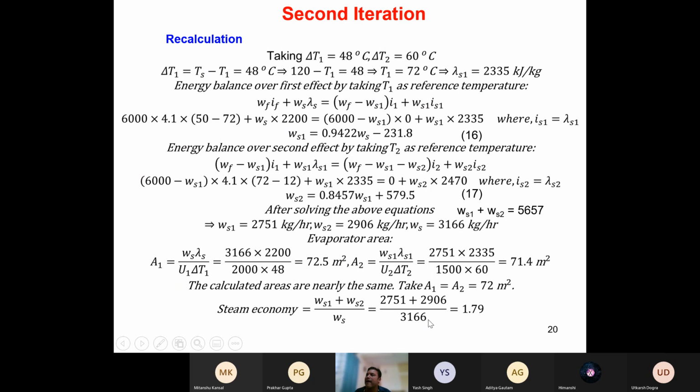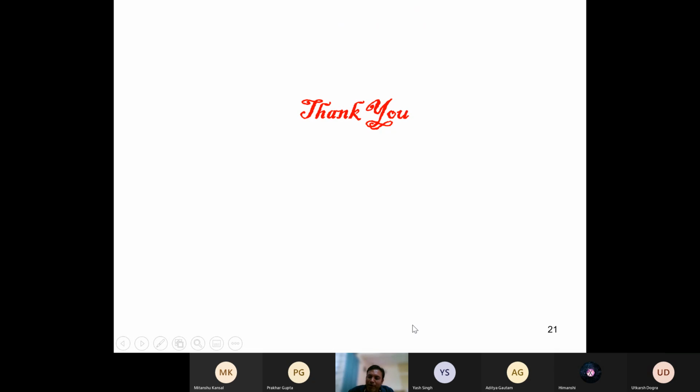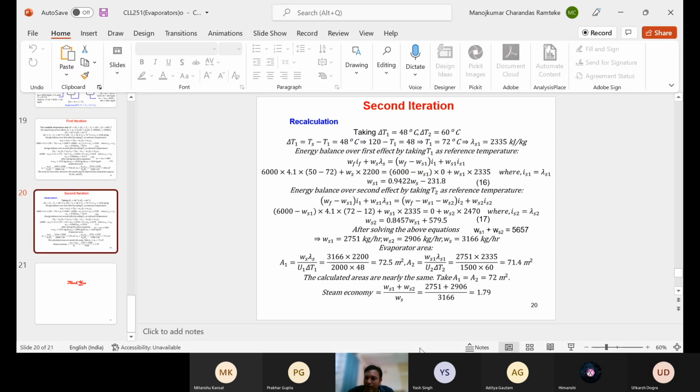So clearly you can see that the steam economy is higher than 1. So multiple effect evaporator gives the steam economy more than 1. In a single effect evaporator, the steam economy approaches 1. It is not beyond 1. Is it clear to everyone? Yes, sir. All right, so this is all about the evaporators.